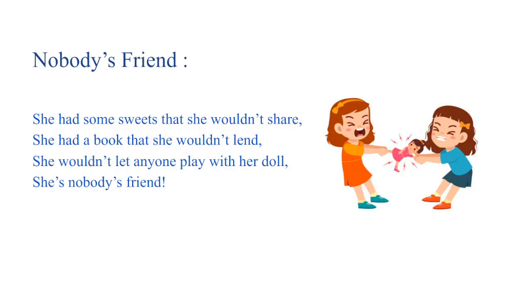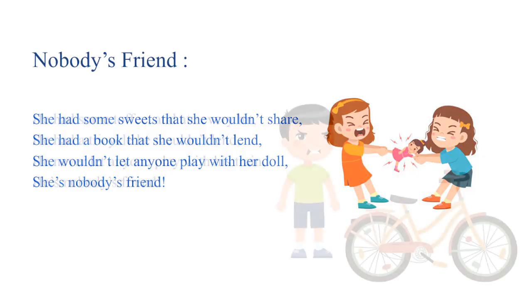So the poem opens by introducing us to a little girl. Now this girl does not like to share her belongings with others. She has candy, a book, a doll, and a lot of things, but she won't share them with anyone. As she doesn't share her things with others, she is nobody's friend, right? She doesn't have any friends because she does not lend her things to others.